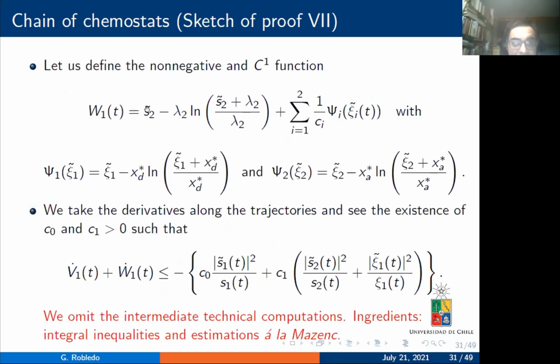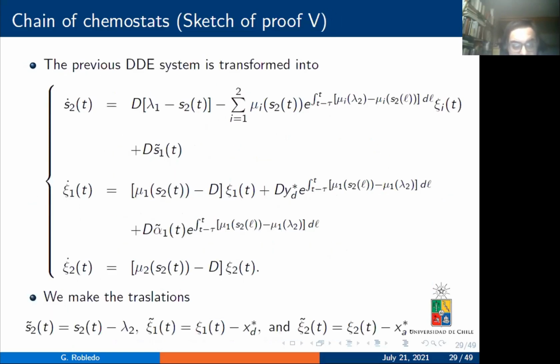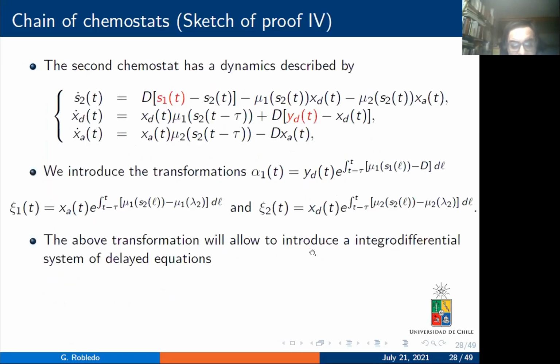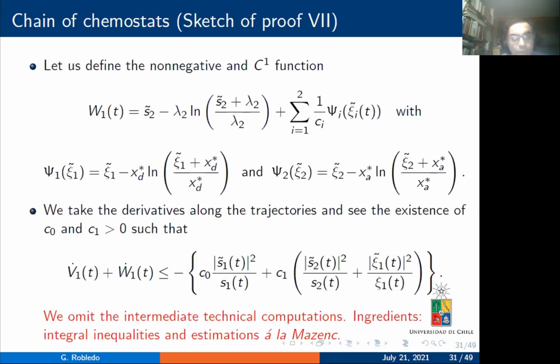So we have this Lyapunov function related to the last three equations, and we have this Lyapunov function related to the first two equations. Now we will take the derivatives along the trajectories, and we can verify the existence of two constants, C0 and C1, such that the derivative along the solutions satisfies this inequality.